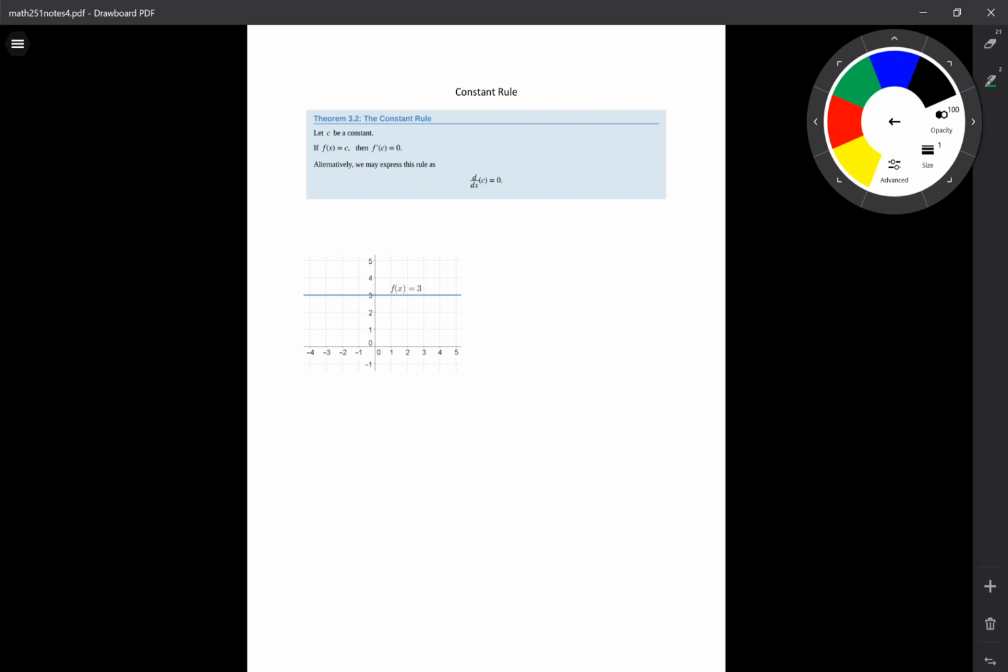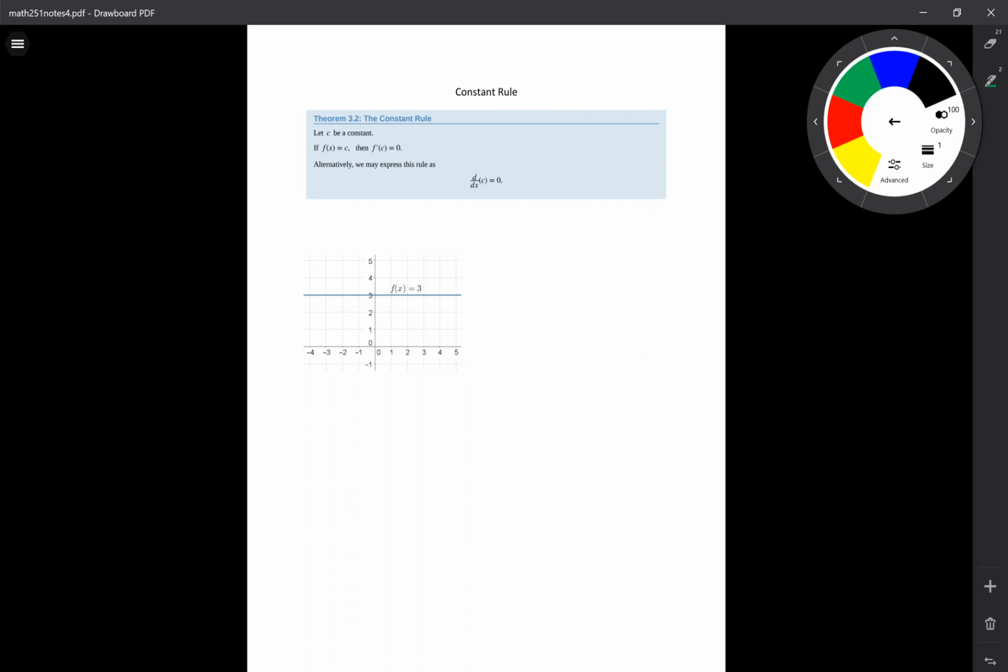Let c be a constant. If we have the function f of x equals c, then f prime of x equals 0. That means that the derivative of our function f of x is equal to 0. We can also say that the derivative of c, where again c is just a number, is equal to 0.